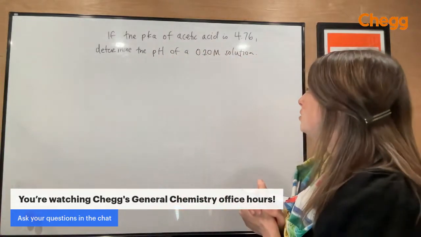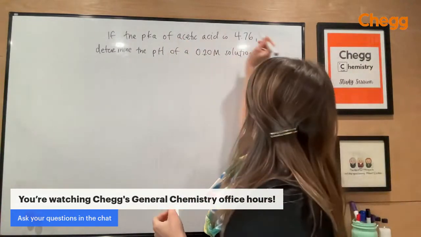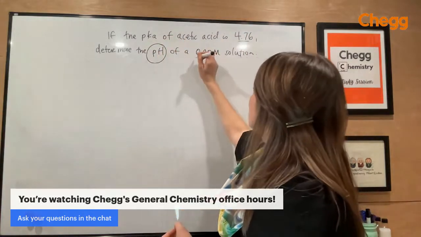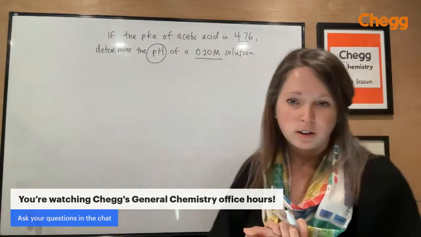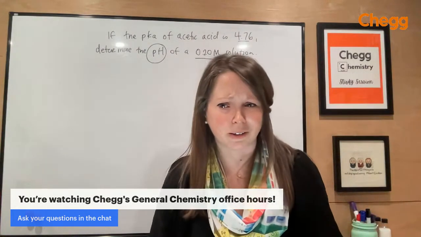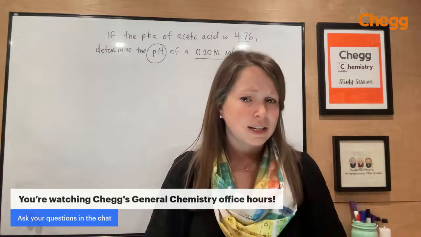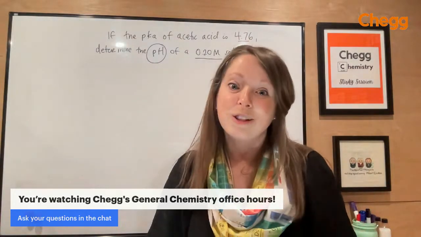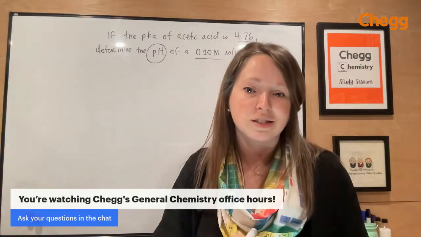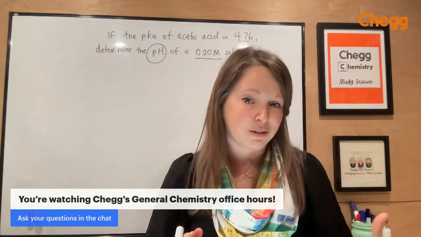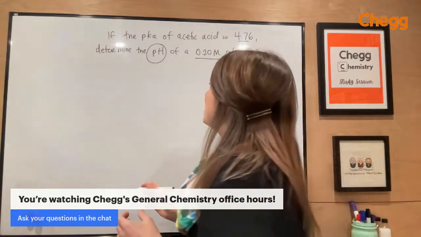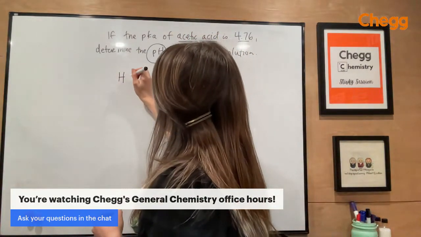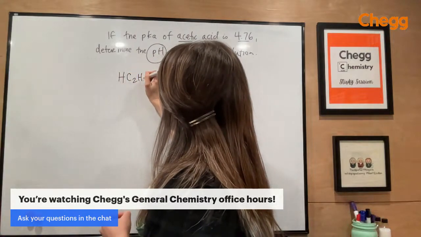So the first thing we want to do, we know the pKa is 4.76. We want to find the pH of a 0.2 molar solution. So where do we start, right? First thing you always want to do is write out that dissociation equation, because if you're going to be writing out equilibrium expressions or the Ka, the acid dissociation constant, you need to have the actual reaction. You need to know what's going on. So acetic acid, that's just going to be H plus acetate, C2H3O2.